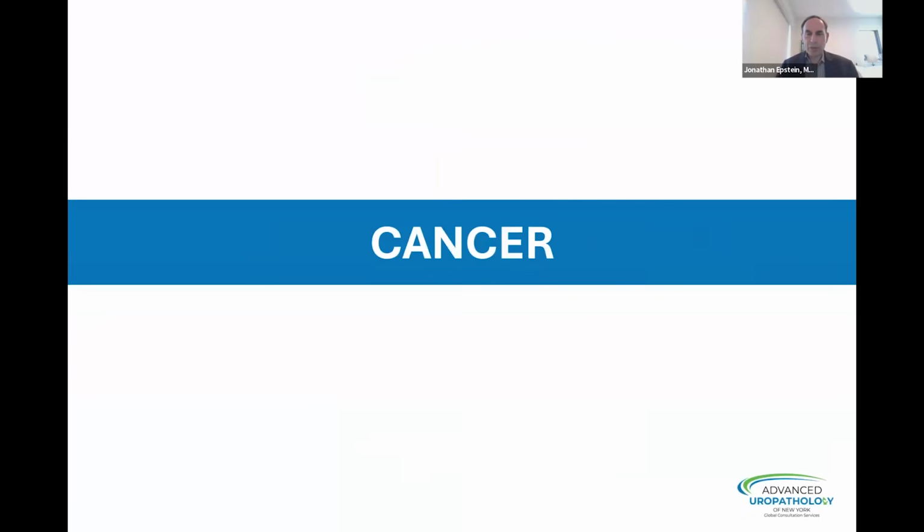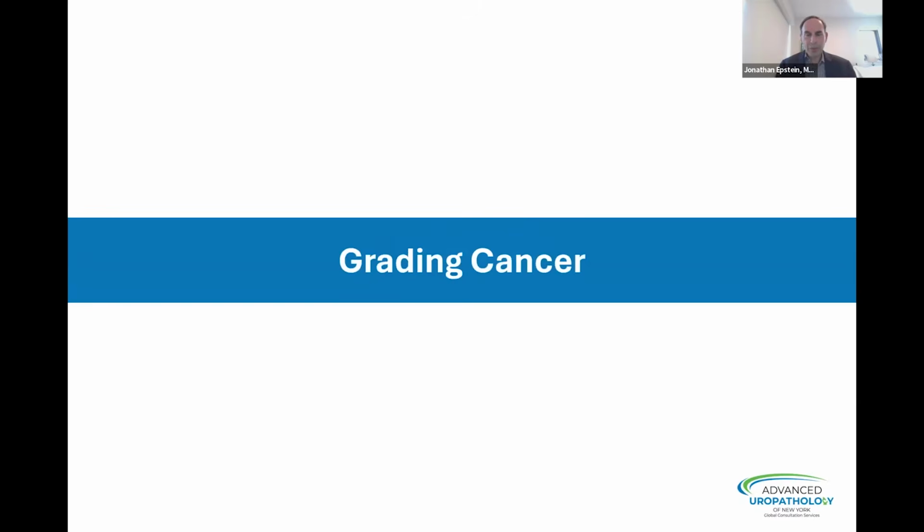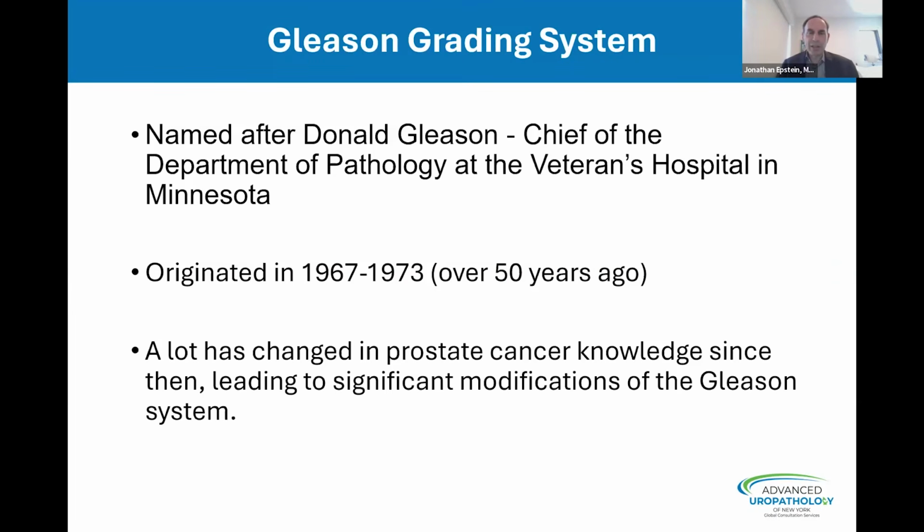So first we'll talk about prostate cancer. Probably the most important thing for the pathologist is grading of cancer. The Gleason grading system was named after Donald Gleason, who was the chief of the Department of Pathology at the Veterans Hospital in Minnesota. It's important to recognize that it originated a long time ago, 1967 to 1973, over 50 years ago. Obviously, a lot has changed in prostate cancer knowledge since then, leading to significant modifications of the Gleason system.